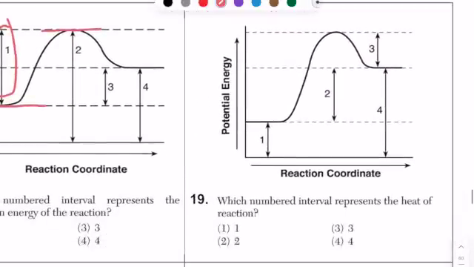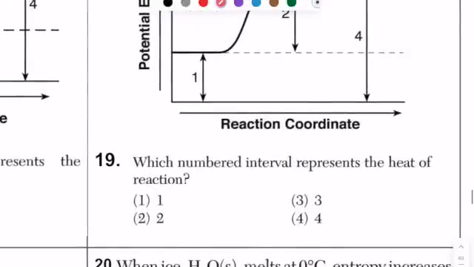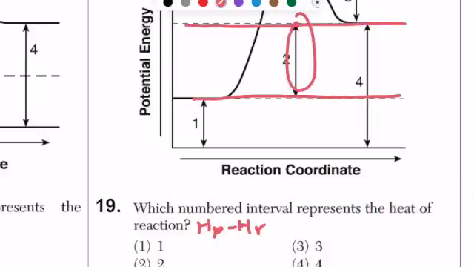Which numbered interval represents the heat of the reaction? So heat of reaction, as we have said earlier, is the heat of the products minus the heat of the reactants. So that is the difference between your products and your reactants. So that should be this number right here.